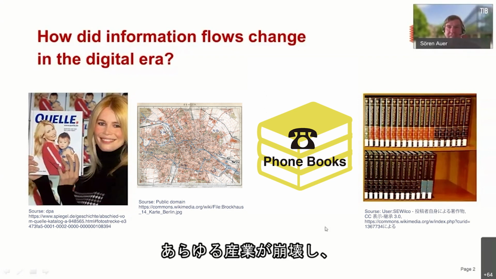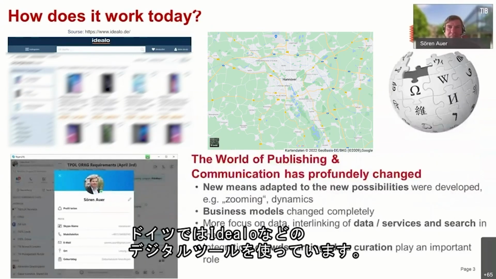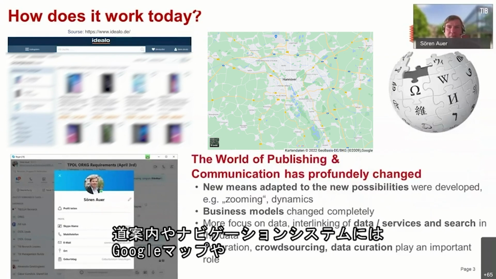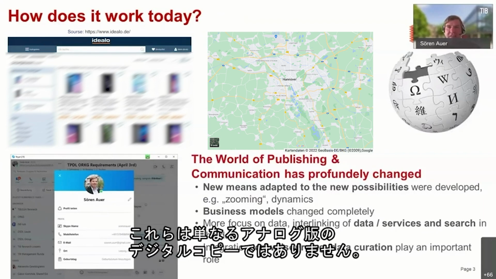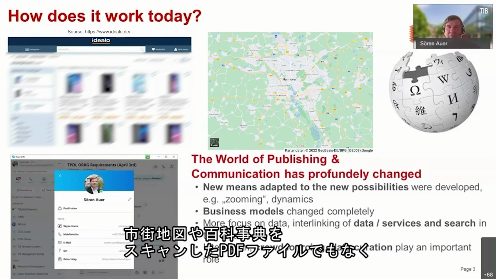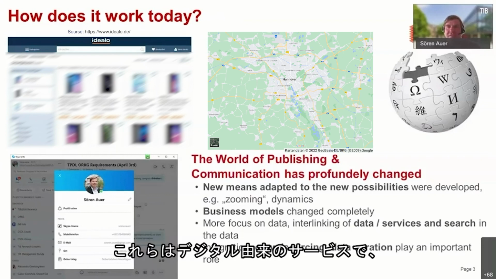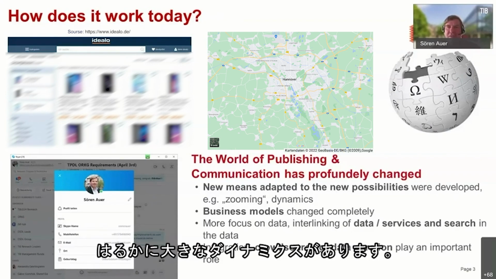Whole industries got disrupted. And we now use digital tools like Amazon, eBay, or in Germany, Zalando. We use Google Maps or OpenStreetMap for navigation or navigation systems. We use Wikipedia. And these are not just digital copies of the analog versions. This is not just a PDF scan of a mail order catalog or a PDF scan of a street map or of an encyclopedia, but these are digital-born services which allow that we can zoom into the data, that we can filter. There's much more dynamics.